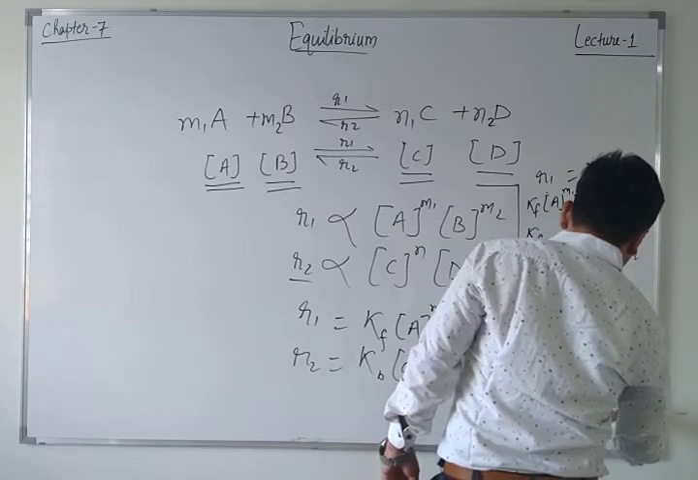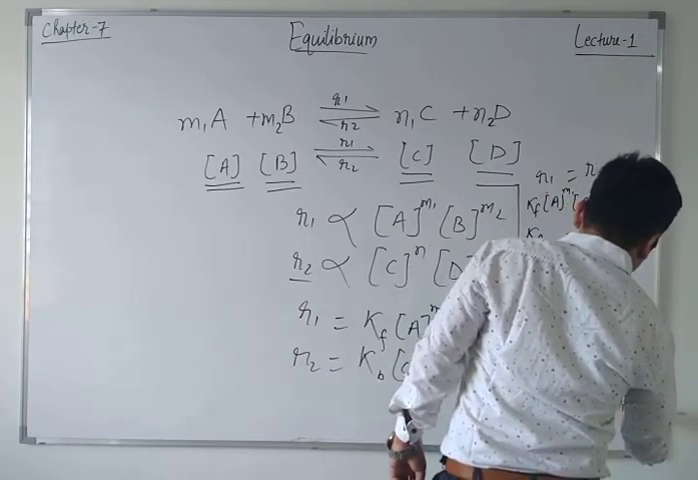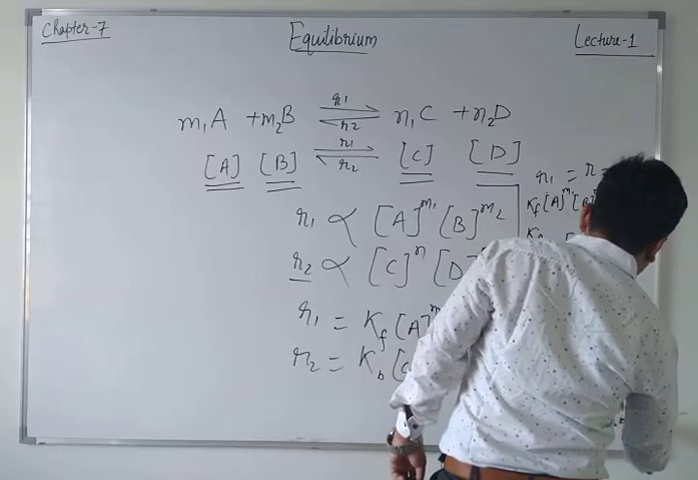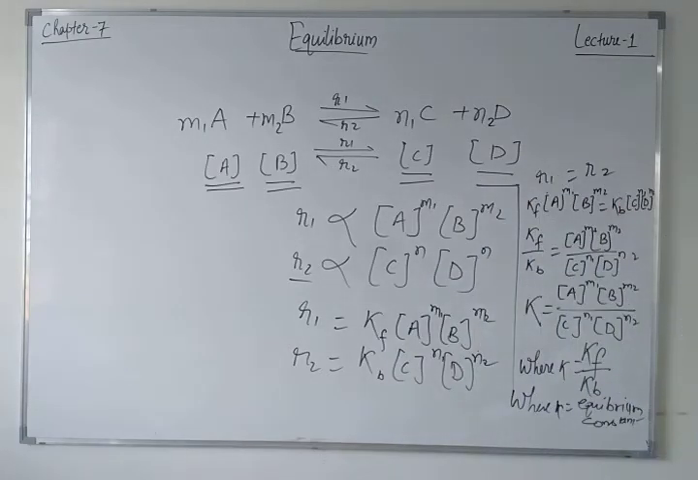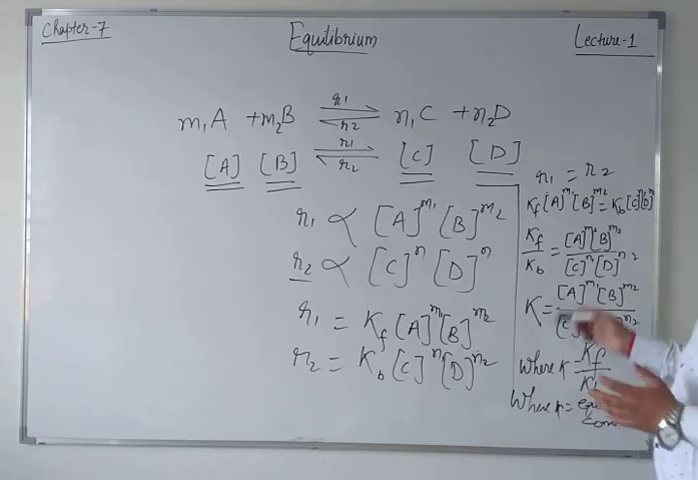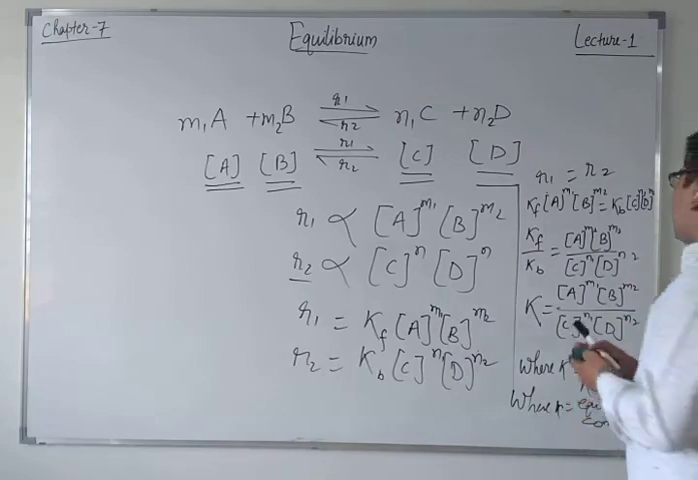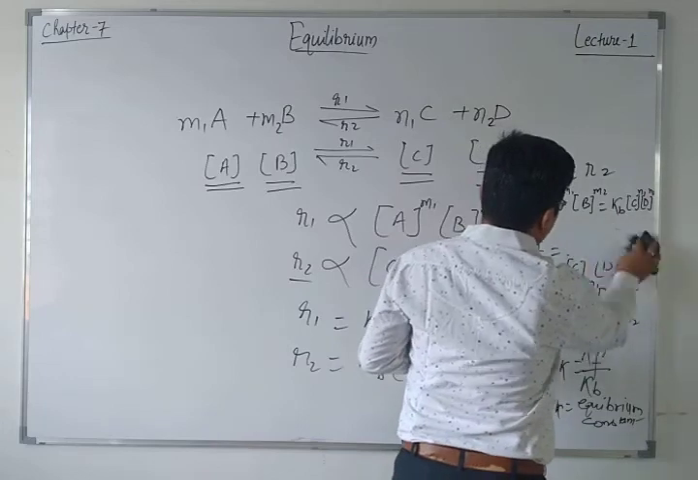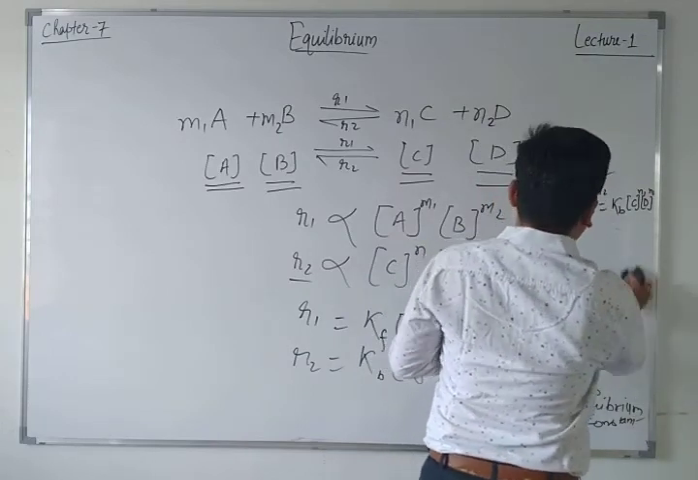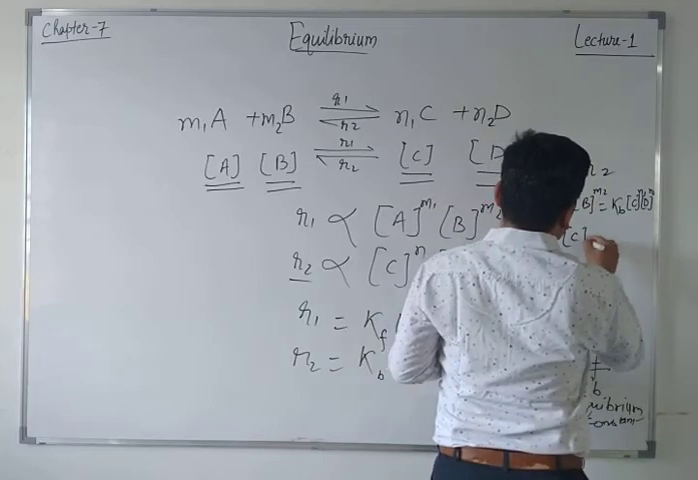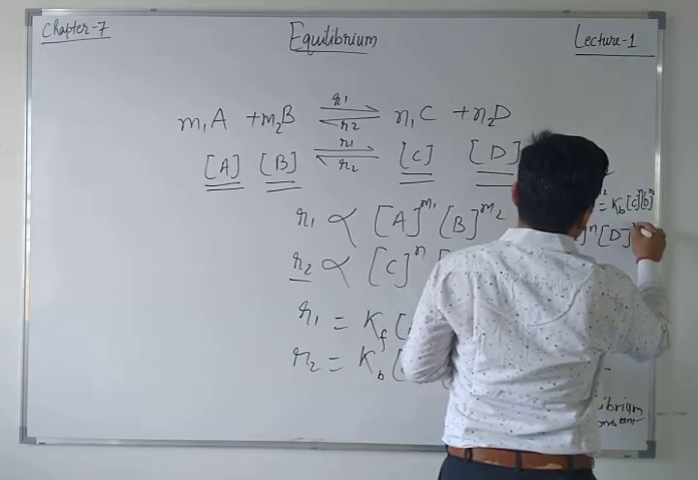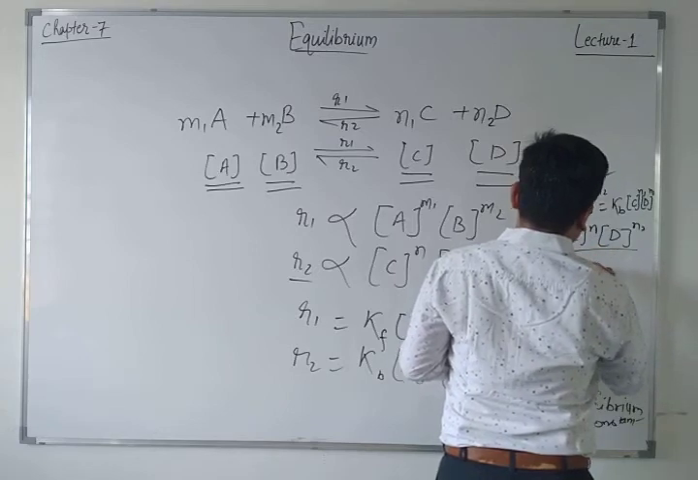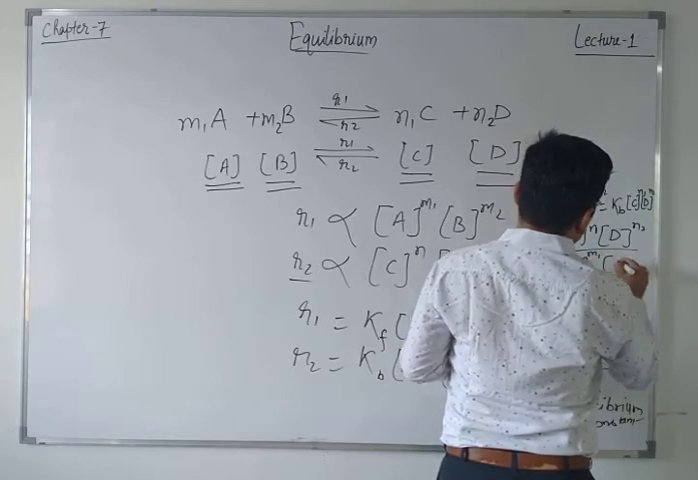Now you can ask me, sir, if we want to write Kb upon Kf, then what will happen? Right? It's very easy. Forward direction and then backward direction. Sorry, here you can write that Kf is equal to, so C will go up and D will go down. C will go up, means here the concentration of the product is upside and the concentration of the reactant is downside, right? No problem.